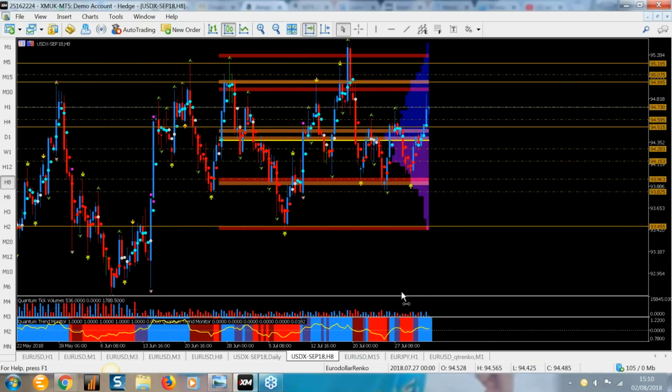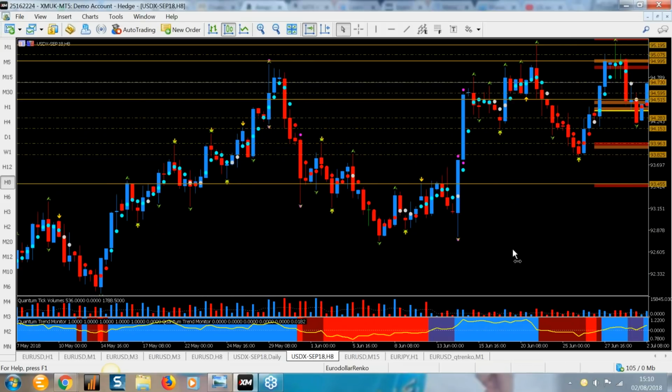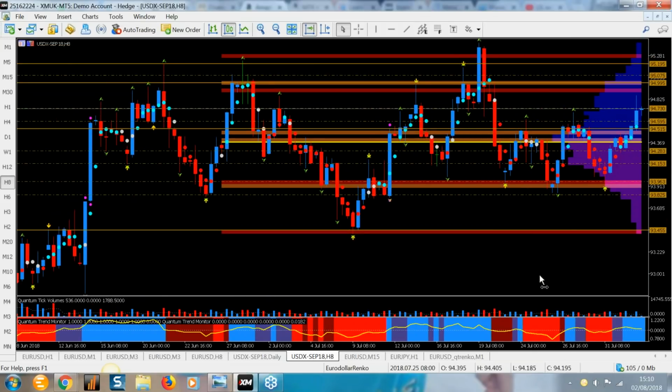I'll just reduce that so you can see it a little bit better. No, it's not going to play ball. Never mind. Let's bring that over there. And you'll find Eurodollar and dollar index will pretty much mirror each other, as I said this morning, because the euro has the largest weighting in this particular index.